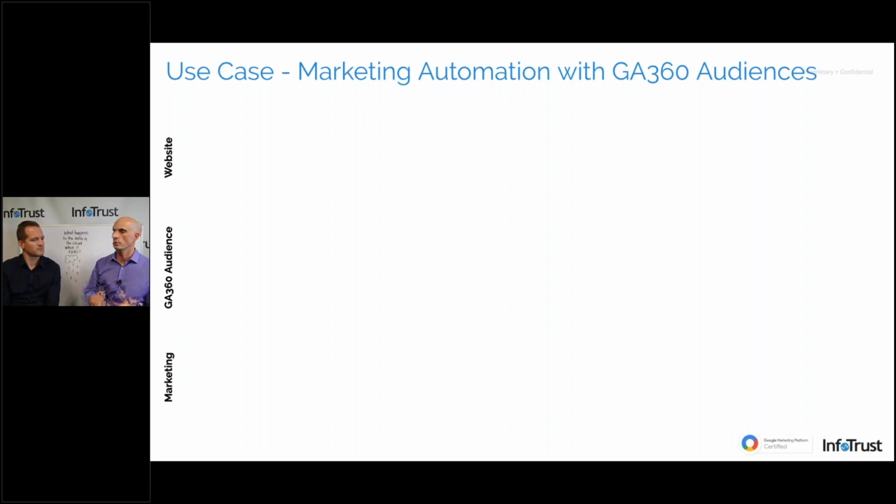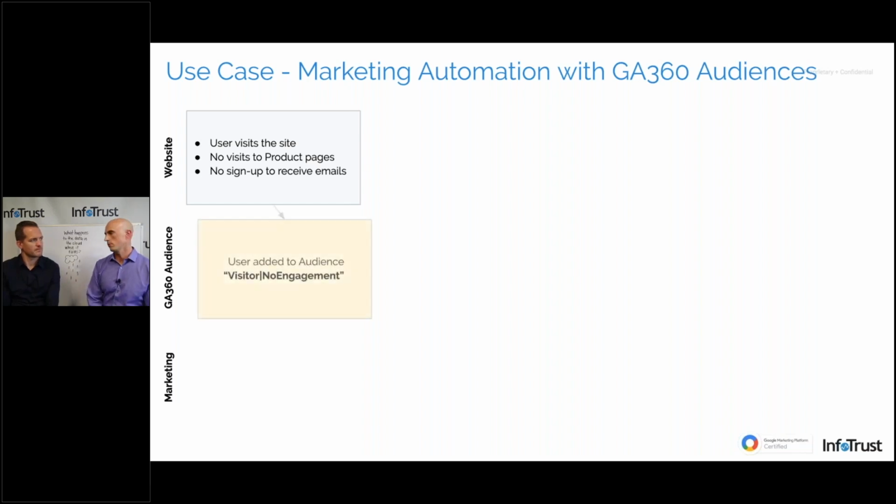So let's take the user who comes to your site for the first time. They visit the site, they don't do anything, they leave, okay? That user, if you have your GA360 audiences set up the right way, will automatically flow into an audience. In this case, I named it visitor no engagement.